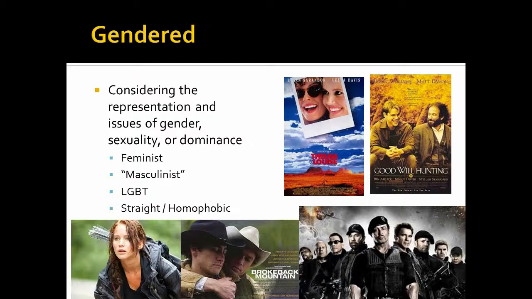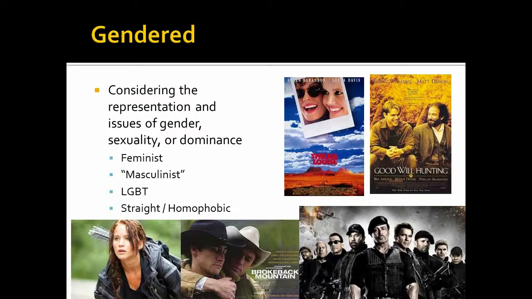You can have lesbian, gay, bisexual, and transsexual meanings. And then you can have straight or homophobic readings. Depending on whether you do a gay reading or a straight reading, Brokeback Mountain and The Expendables have very, very different meanings. Thelma and Louise, you can read from a feminist perspective or from a very male perspective.